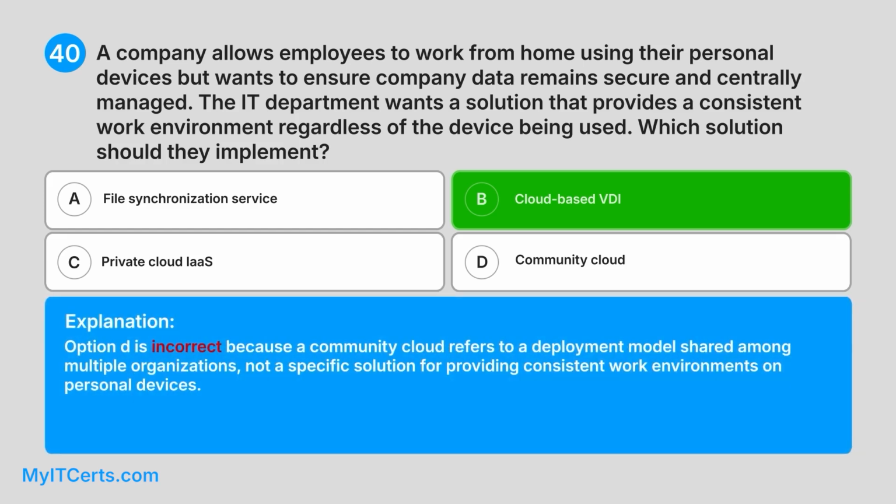Option D, community cloud, is incorrect because a community cloud refers to a deployment model shared among multiple organizations, not a specific solution for providing consistent work environments on personal devices.